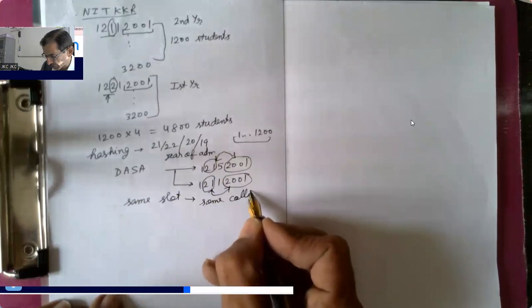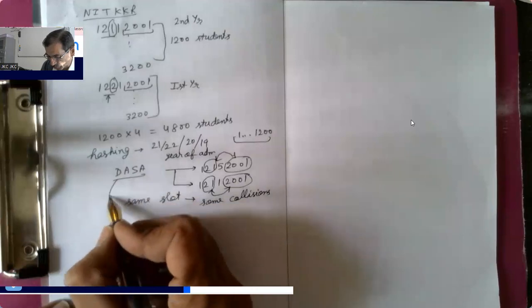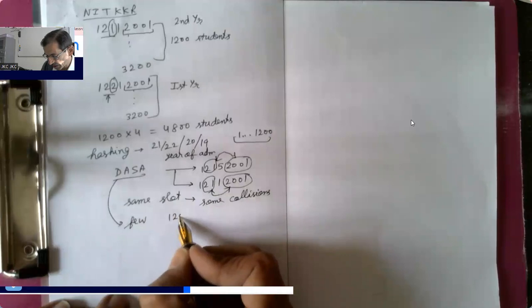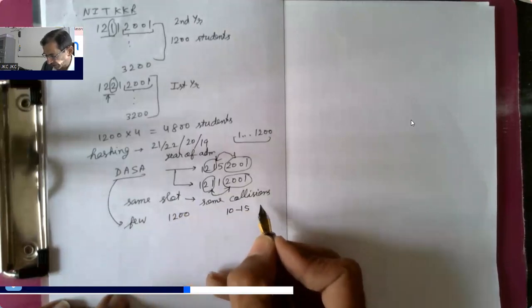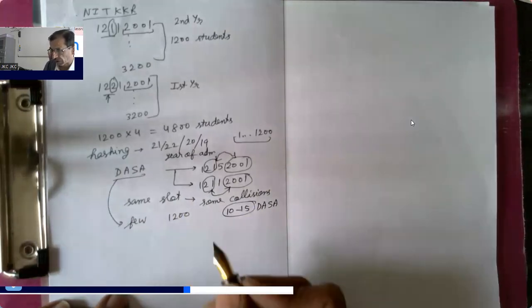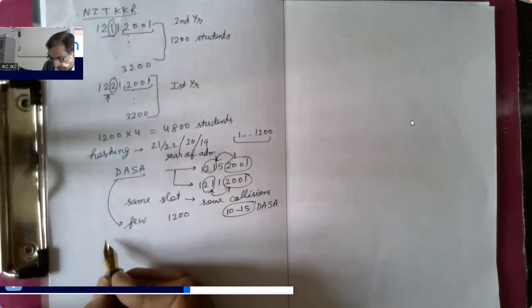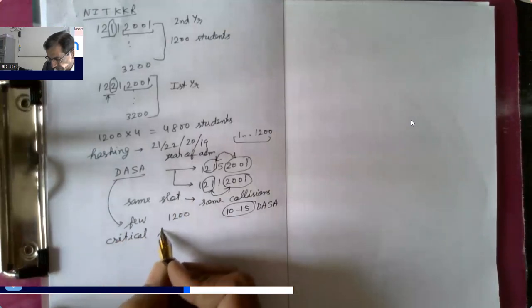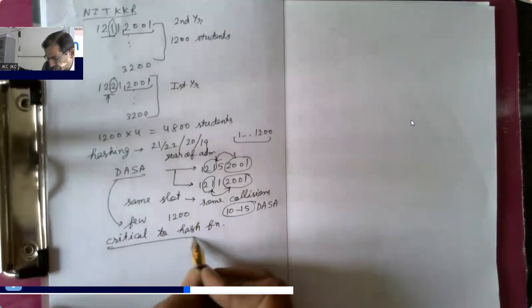But because I have chosen a good hash function, my collisions are going to be very few, since few DASA students are there. Out of 1200, maybe I have only 10 to 15 DASA students. Their roll numbers can have such duplicacy. So all that can now be managed, and accordingly, I say that my performance becomes critical to the hash function. If I am able to choose a good hash function, I can make a good choice.